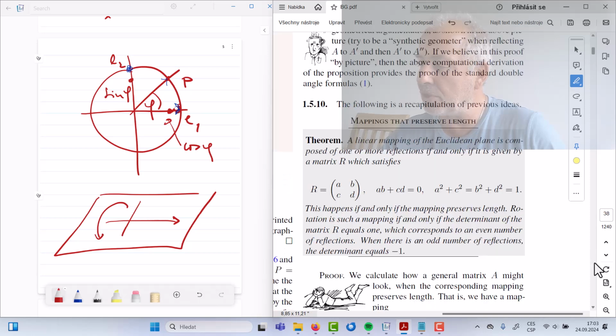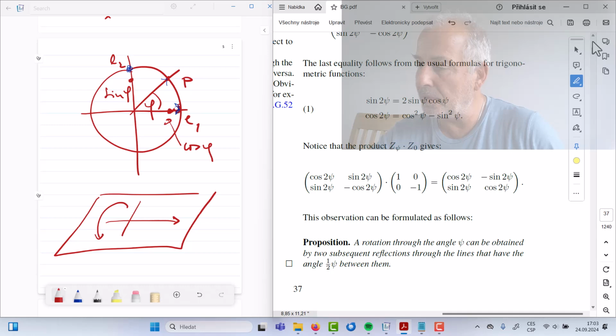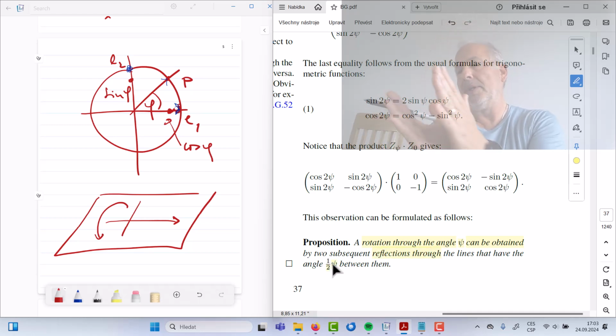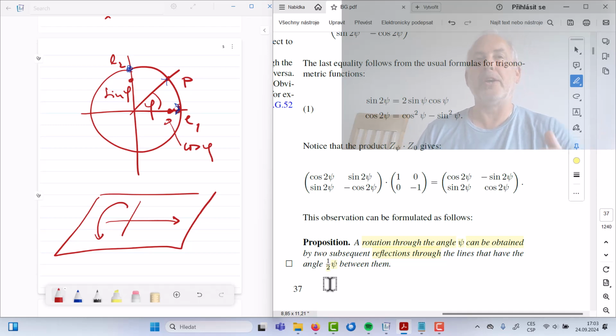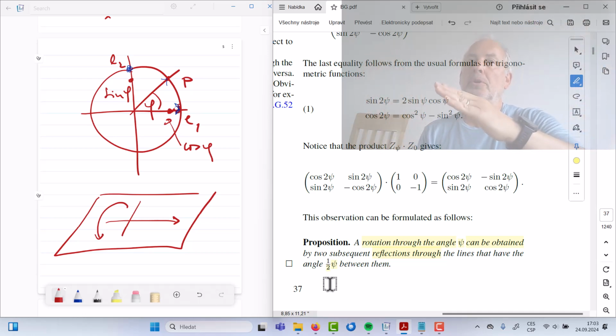Here, a rotation through angle psi can be obtained by two subsequent reflections, where the angle between the lines should be half of the angle of the rotation, right? So if you do two reflections, you actually always get a rotation, and the rotation will be through the center, which is the intersection of the two lines.